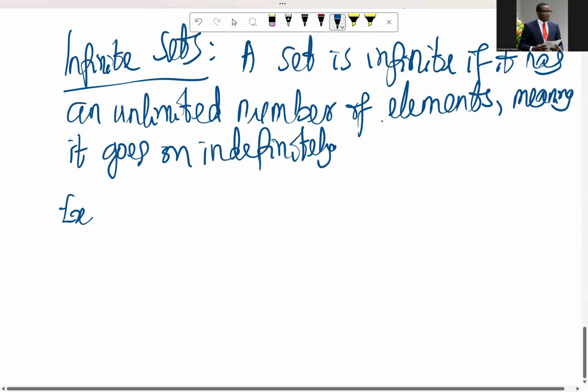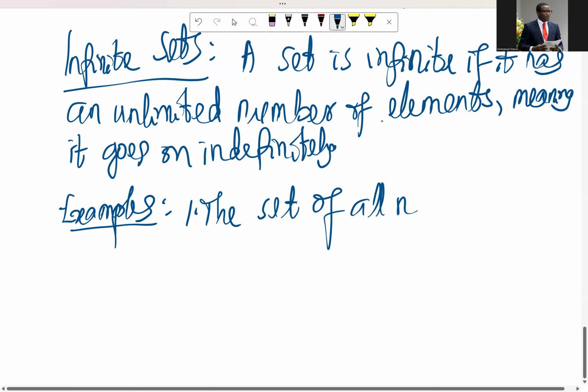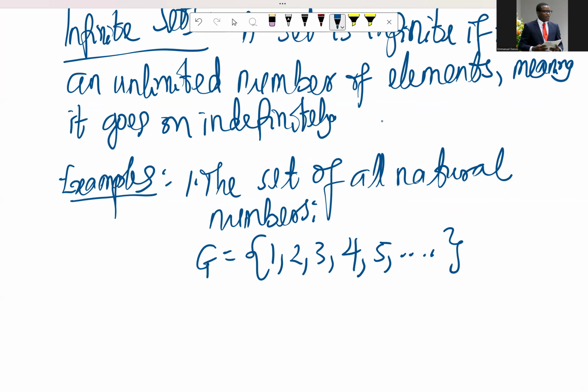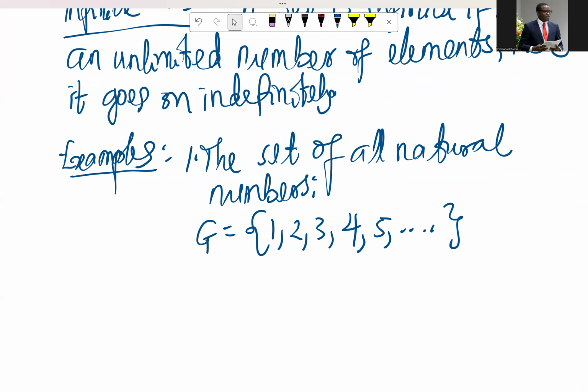In terms of examples, we have the set of all natural numbers. Natural numbers are endless. If you start counting, you know the beginning, but you don't know the end. So G is 1, 2, 3, 4, 5, and you can go on forever and ever. Even when you get to 1 million, you can still keep going for another 1 million years. So that's an infinite set. It has no end.